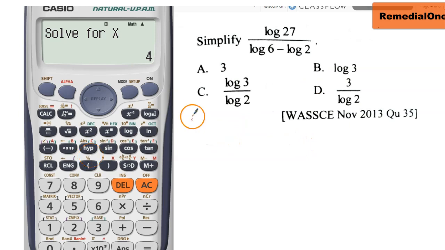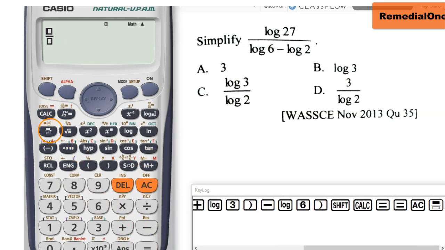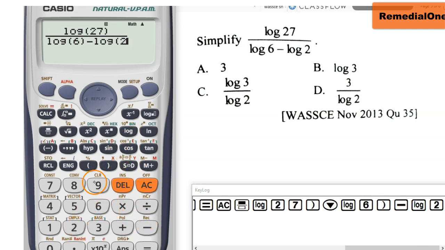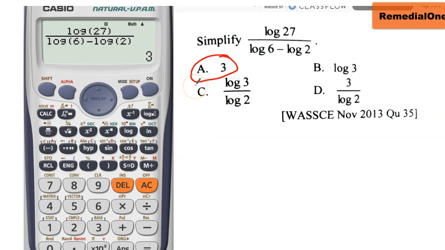Alright, let's look at one more expression. We're supposed to simplify. When we are simplifying or evaluating the expression, we do not use this equal here, we use this one. So let's go ahead. This is a fraction, so we pick our fraction bar, and now we have log 27, close the bracket, and then log 6, close it, minus log 2, close it, and equal. Boom. That tells you that the answer is 3, and it's A.